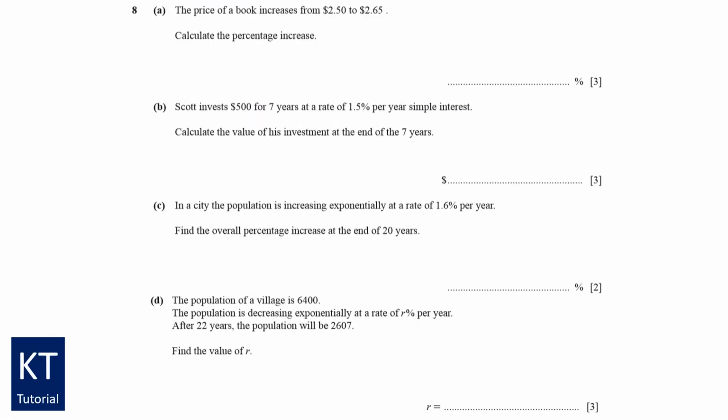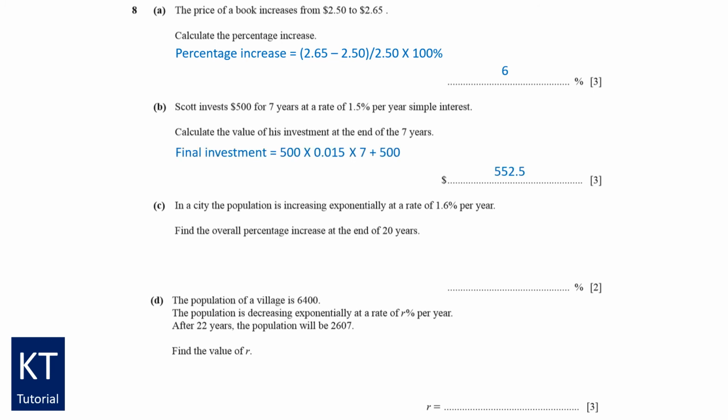Question 8a. The price of a book increases from $2.50 to $2.65. Calculate the percentage increase. It gets us to 6%. Next, Scott invests $500 for 7 years at a rate of 1.5% per year simple interest. Calculate the value of his investment at the end of the 7 years. Being simple interest, the final investment is 500 times 0.015 times 7 plus 500.